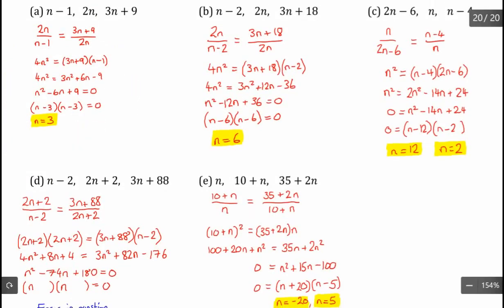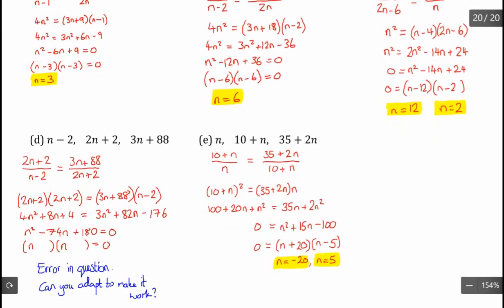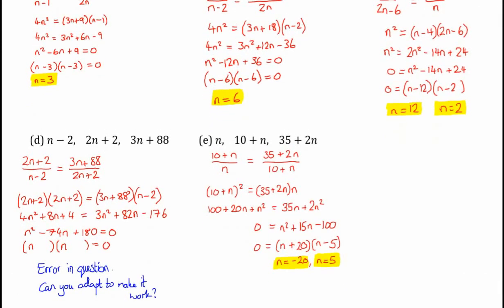Okay, here's the answers, guys. Now, there was an error on question D somewhere. It didn't work. There was no way to get it to work, so that quadratic ended up being unsolvable. So it must just be an error in the question. I've checked where I got it from, and it matches that, so they must have just made it with an error in it. Okay, but well done if you managed to get any of those.